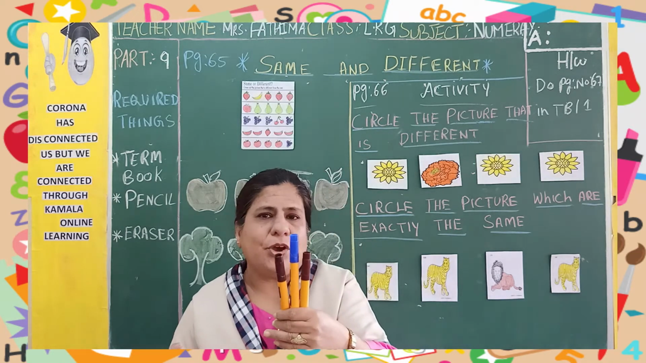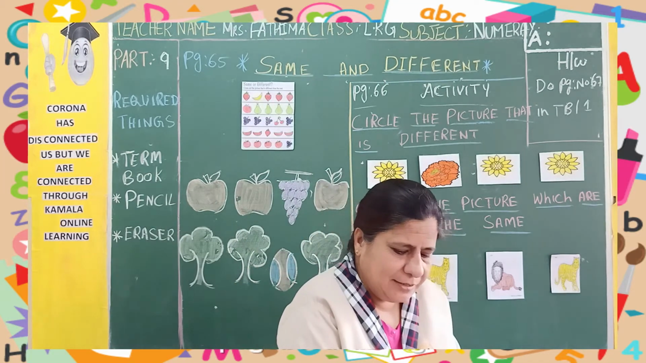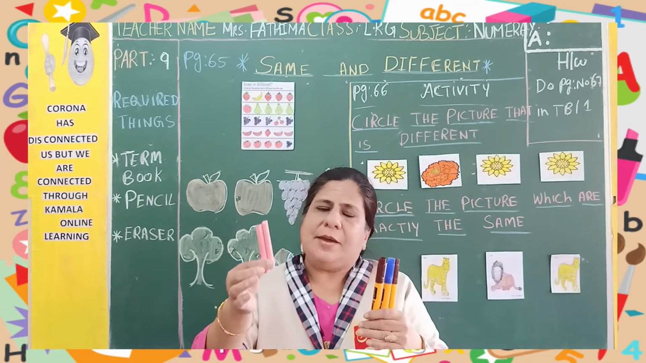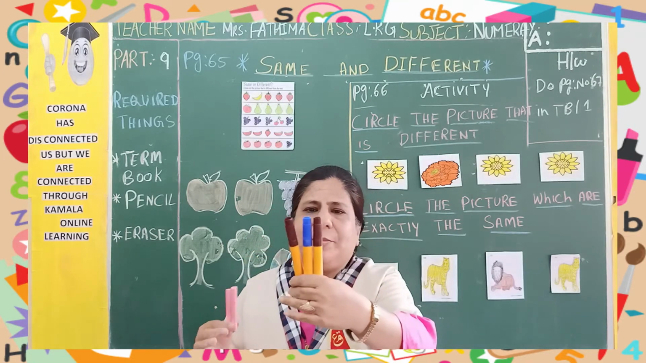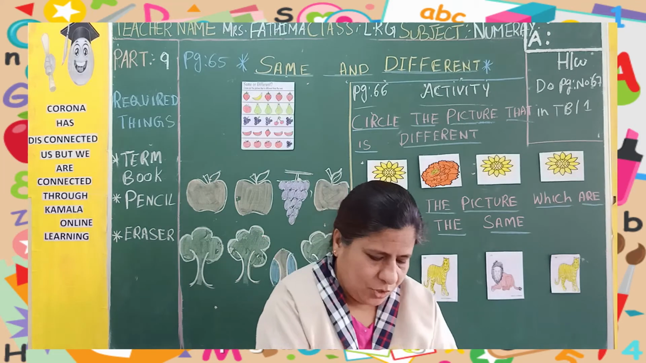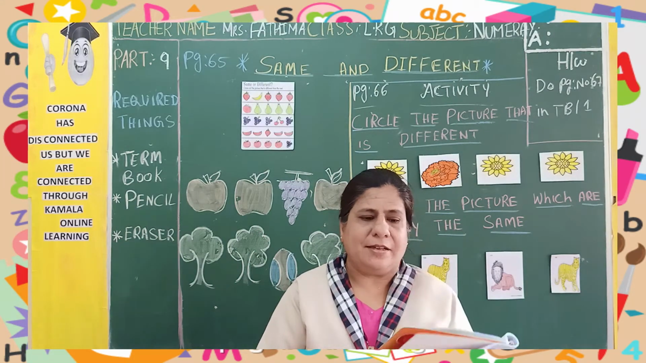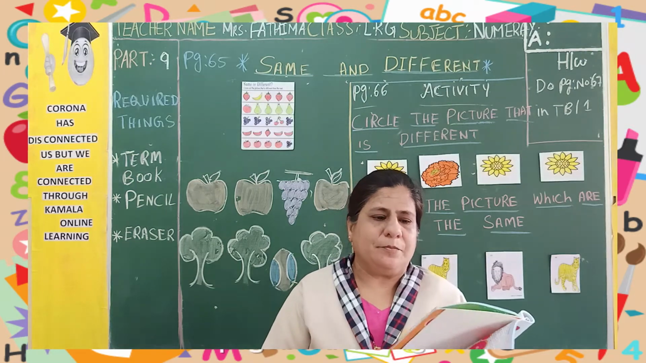You know, I think you all understood the difference and same. These are the different. These two are the same. Same means it will be same. Different means someone is different in that. Okay, children. Now open the page number 65. Open the term book, children.